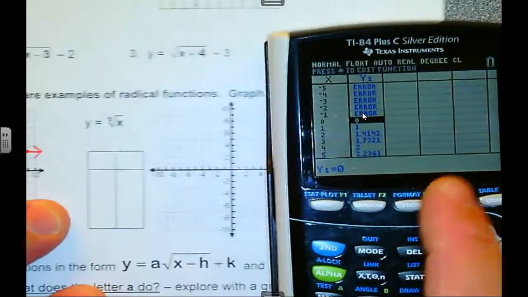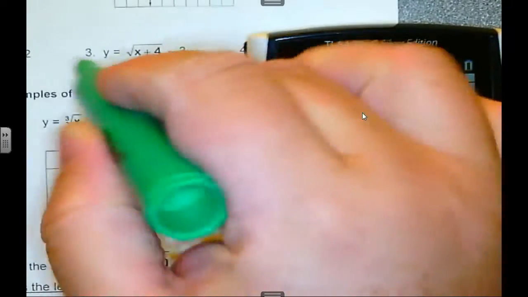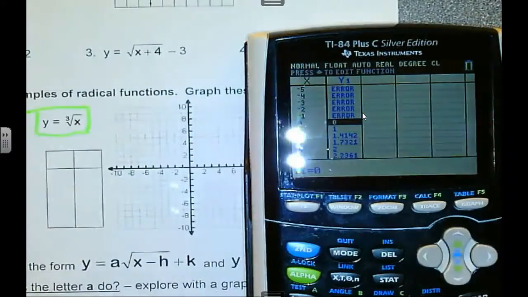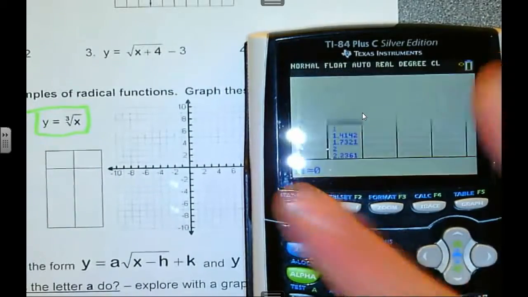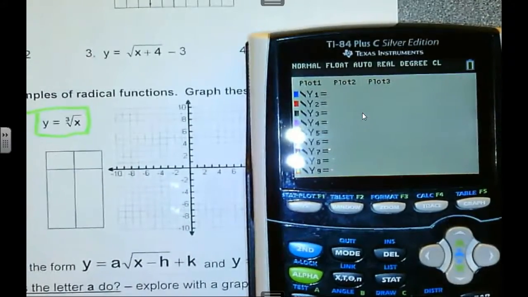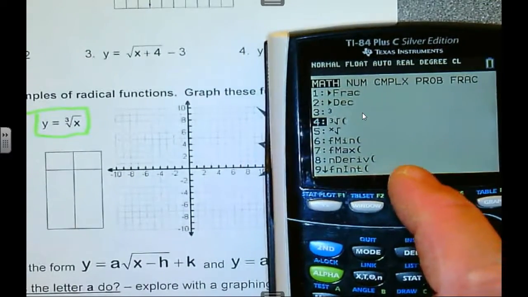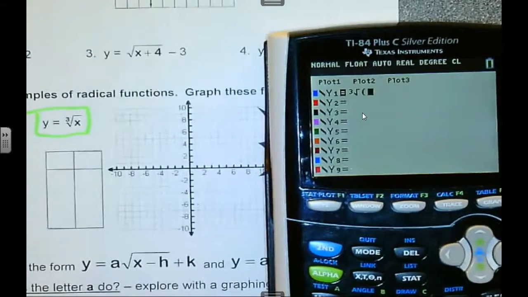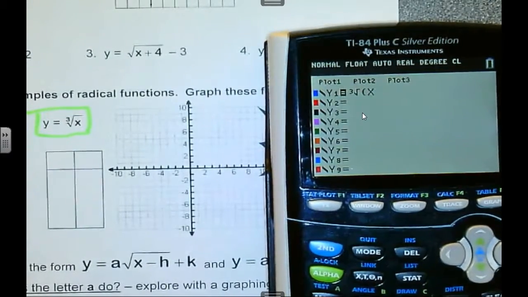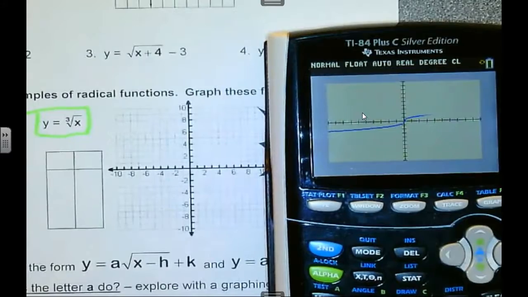All right. Let's look at the cube root. Parent function, cube root. So let's go ahead, go to our y equals. Let's put the cube root in. Now, if you hit the math button, there's a cube root in your calculator. Just go down to number 4 or hit number 4 on your keypad. And it brings up the cube root. Put in x. And then hit graph. And lo and behold, there's our cube root function.